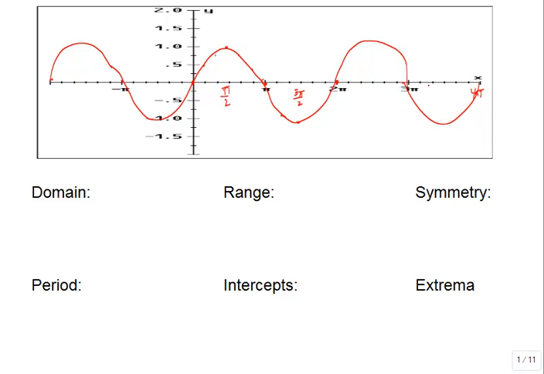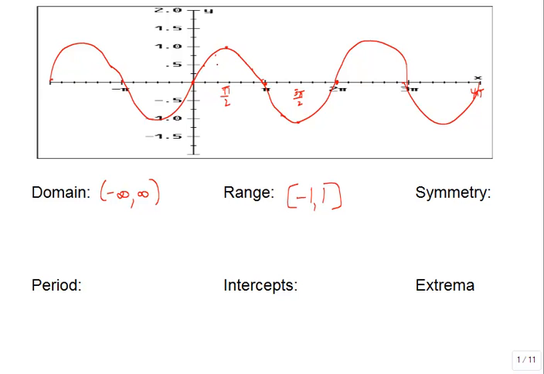I'm using every single x, so my domain is all reals, minus infinity up to infinity. What's the range? Well, how low and how high does this graph go? Because we're on that unit circle, which has a radius of 1, the smallest that this is going to get is -1, and the highest it's going to get is +1. And I hit those values, so use brackets. So -1 to 1.